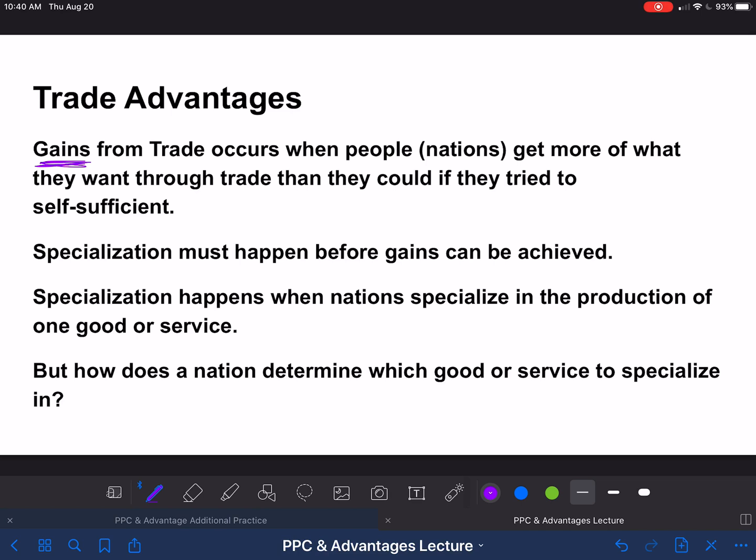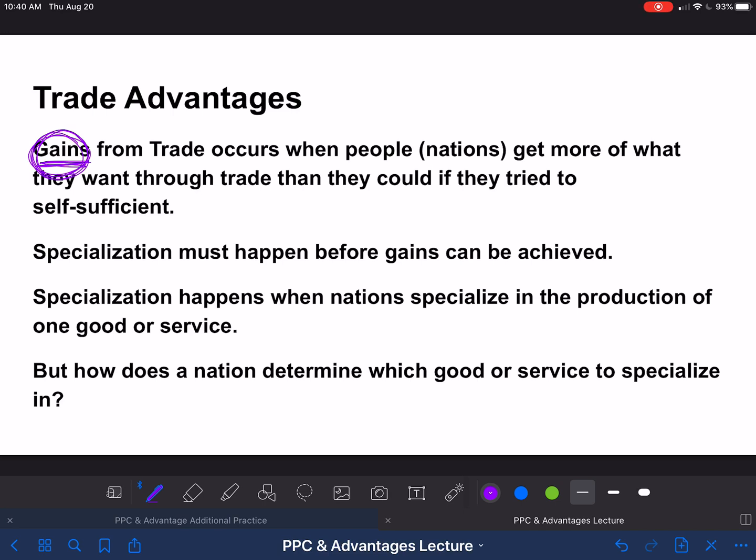No. If you're going to trade your physics homework, you want something in return. Same thing with countries or nations when they're trading. They want something in return. So there has to be a gain from a trade deal. Otherwise, we're not going to trade.